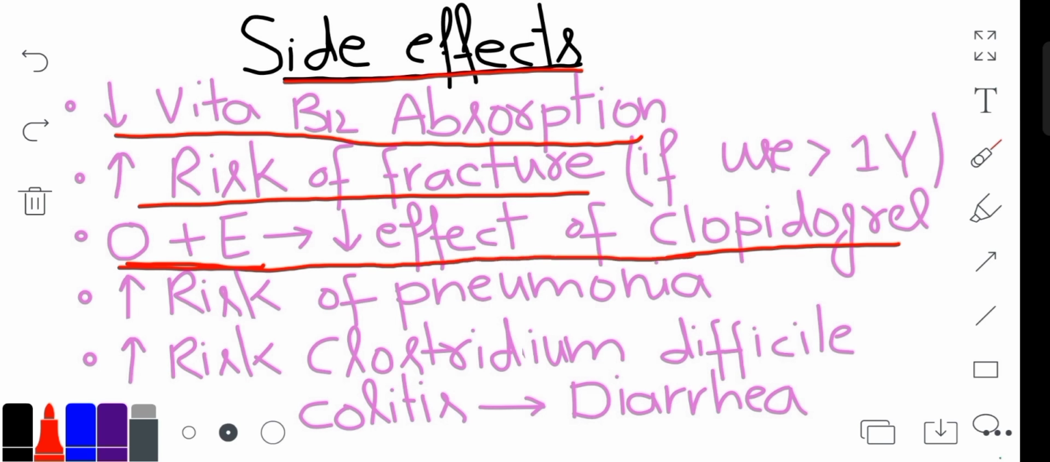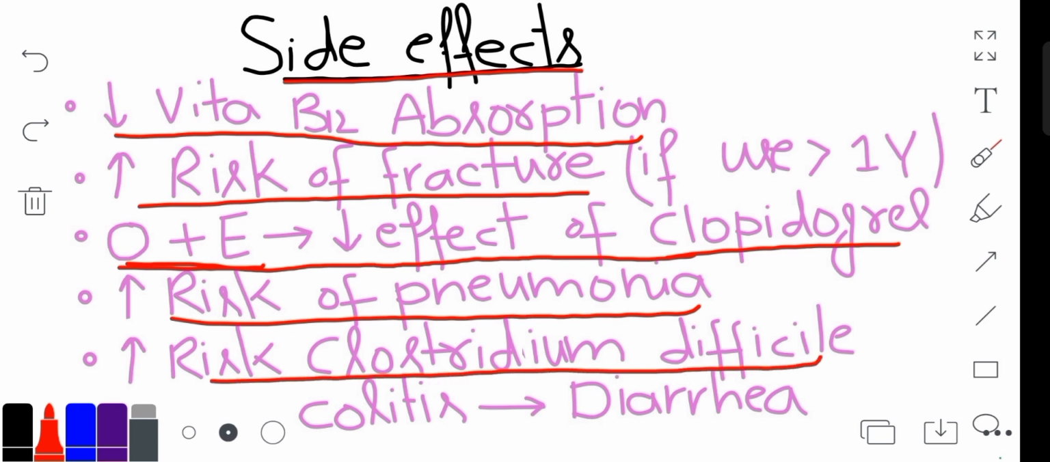The highly acidic environment in the stomach destroys many microbial agents. When we decrease the acidic environment, it increases the risk of infections like pneumonia and increases the risk of Clostridium difficile colitis, which leads to diarrhea.